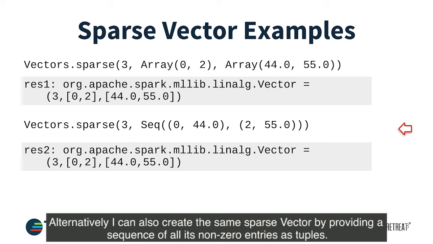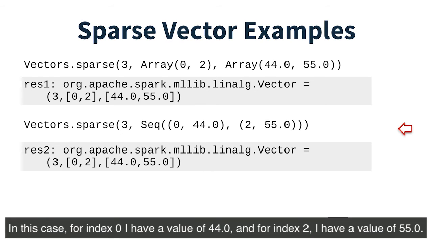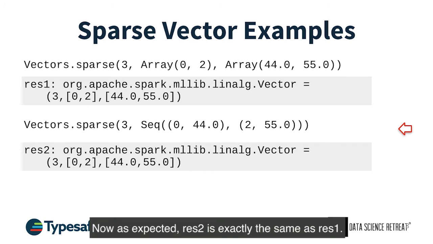Alternatively, I can also create the same sparse vector by providing a sequence of all its non-zero entries as tuples. In this case, for index 0, I have a value of 44, and for index 2, I have a value of 55. Now, as expected, res2 is exactly the same as res1.